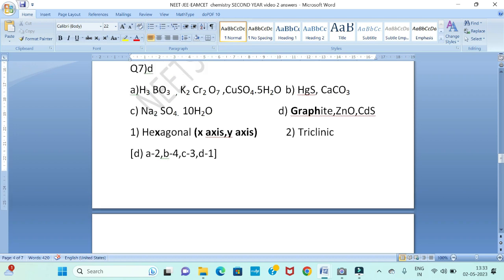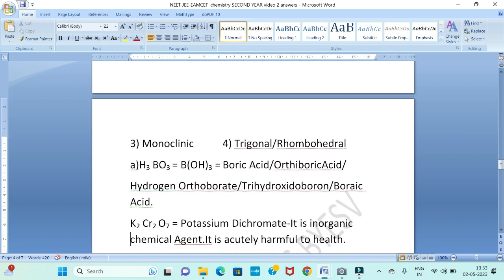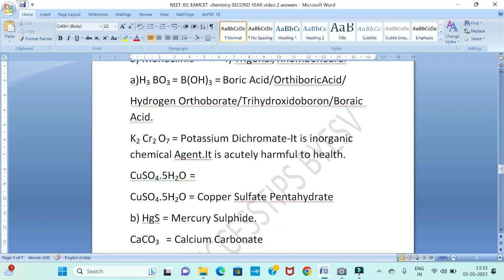Triclinic. So H3 is there, BO3 is there, or B(OH)3, 3 is there. Tri means 3. So all 3's are there. So H3BO3 is triclinic.